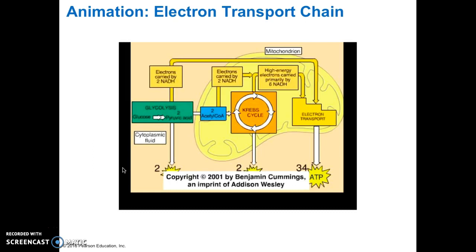Notice how electrons are delivered by NADH and FADH2, and how these electrons move through the electron transport chain complexes. The last complex adds a pair of electrons to oxygen to form water. The energy from the electron movements pumps protons into the inner membrane space, establishing the proton gradient. Lastly, the protons move down the proton gradient through ATP synthase, and ATP is formed.